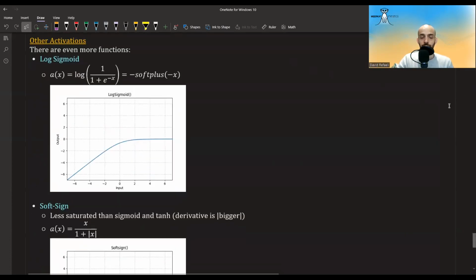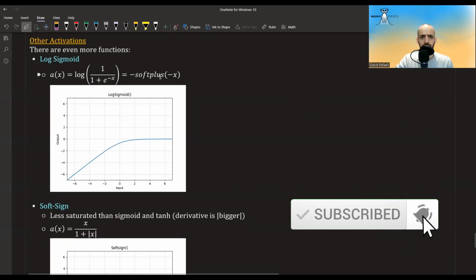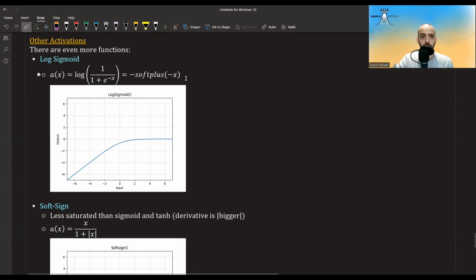I just want to mention two more activation functions. One is the Log-Sigmoid. It's defined to be this. It's basically equivalent to the Softplus. It's equal to minus Softplus of minus x. So instead of using it, you could probably use a Softplus function.